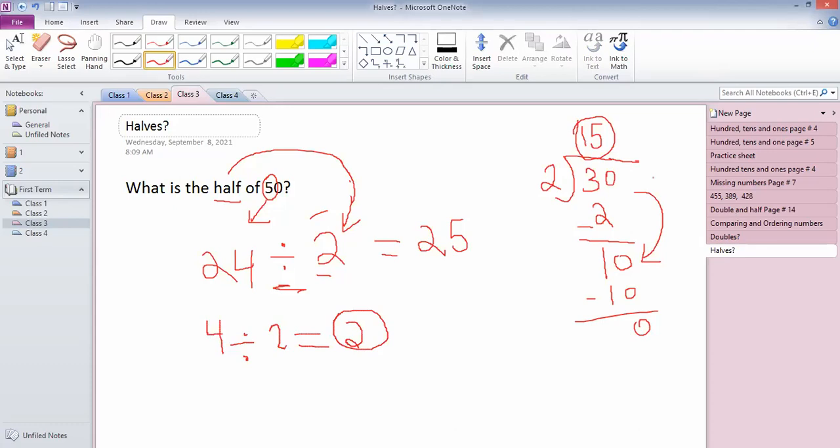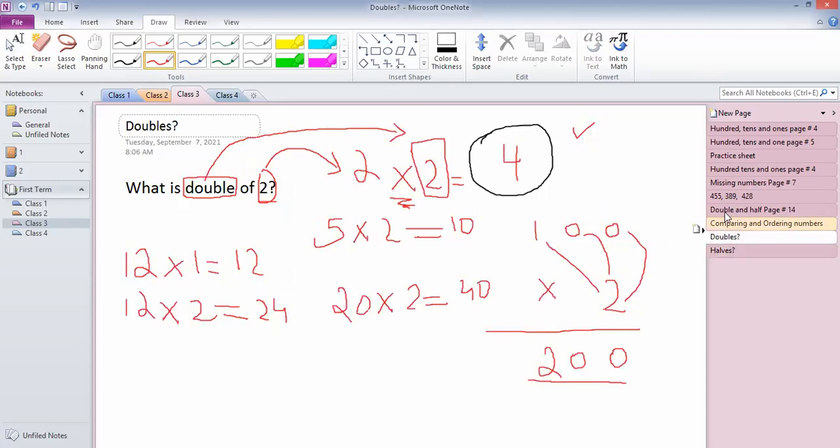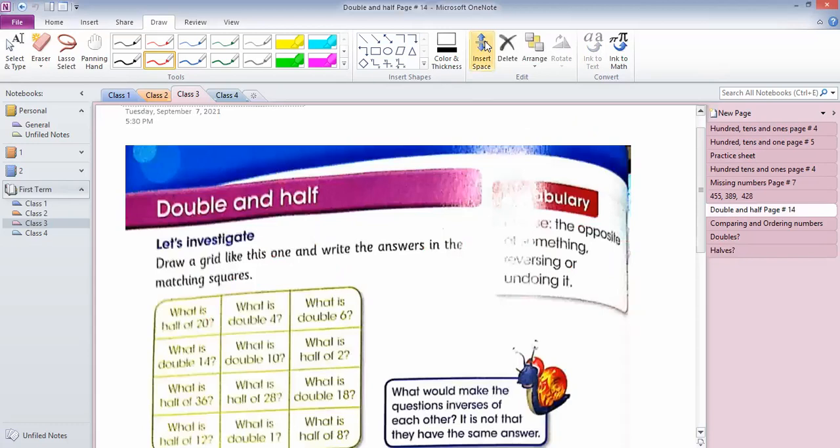So guys, regarding the concept of doubles and halves, is everything clear to you? The basic concepts, how to find out the doubles and how to find out the halves? Sir, yes.